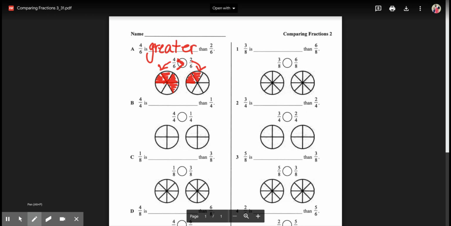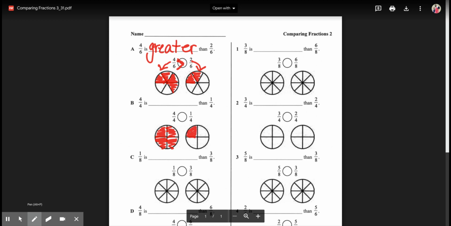All right, the next one, it has 4/4 is blank, then 1/4. So they have two wholes. They were congruent wholes, and they're split into the same number of parts again. So these are both split into 4 equal parts. So we're going to shade the first one to represent 4/4. So we have 1, 2, 3, 4. Oh, look, that's my whole figure. The next one, I'm just going to shade 1 of the 4ths.